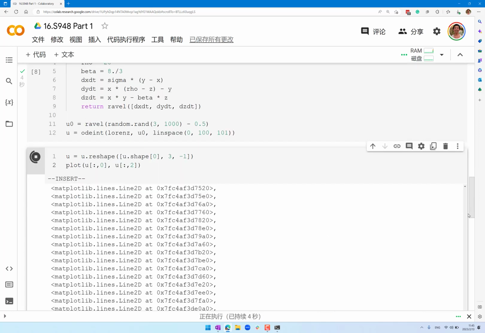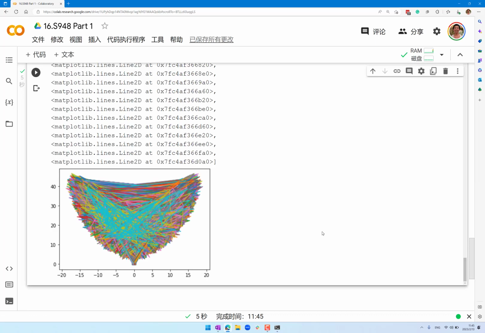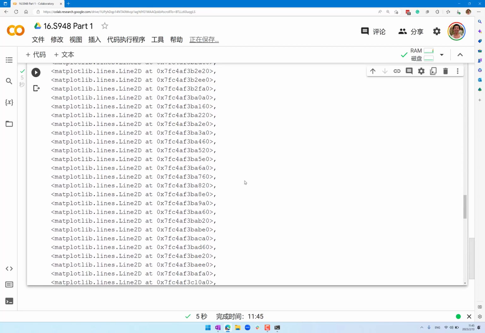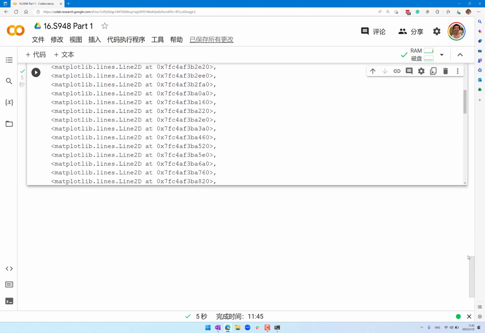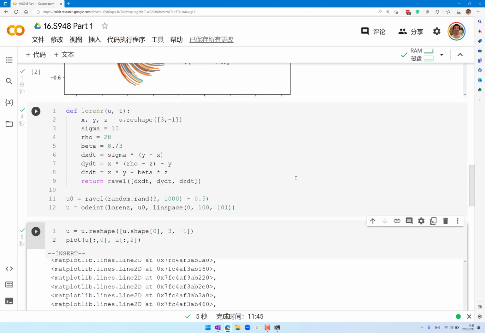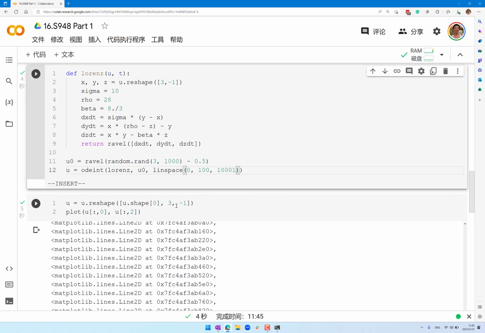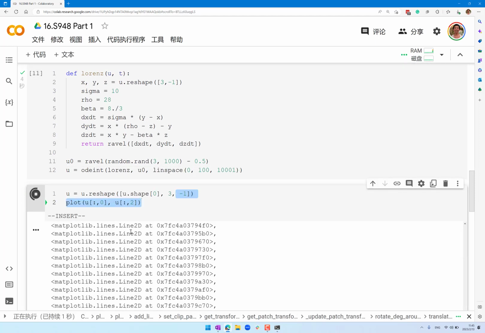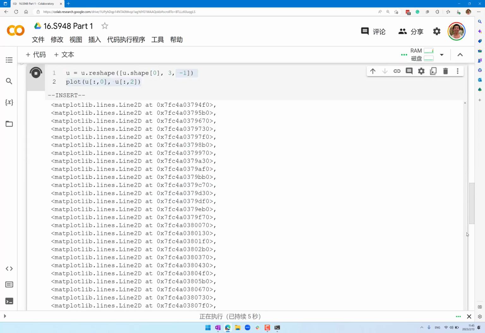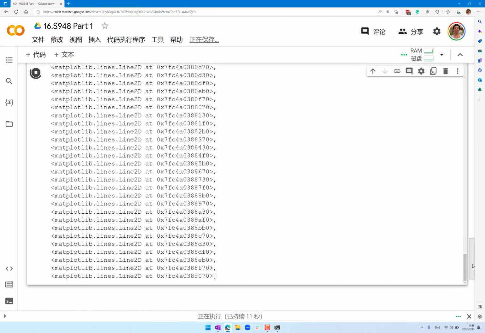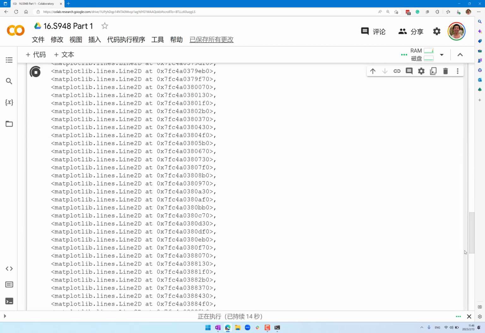Okay. I think I might have done it with too coarse a time step size. So let's make the time step size 0.01 instead of 1, and that will make the visualization a little bit better. It's plotting 1,000 lines, so it'll take some time.